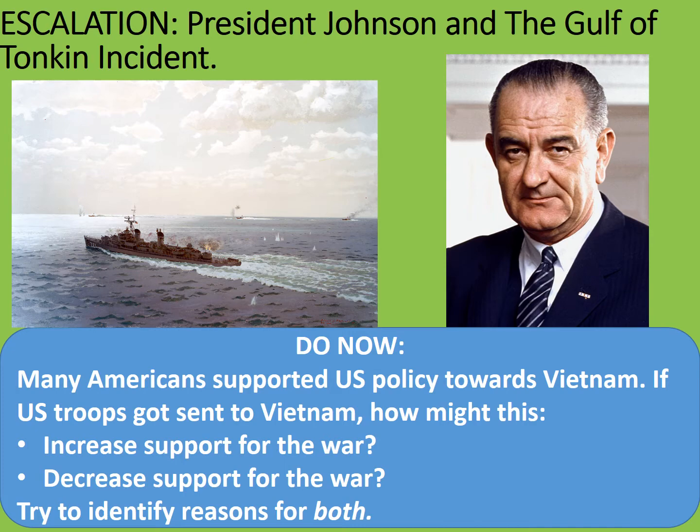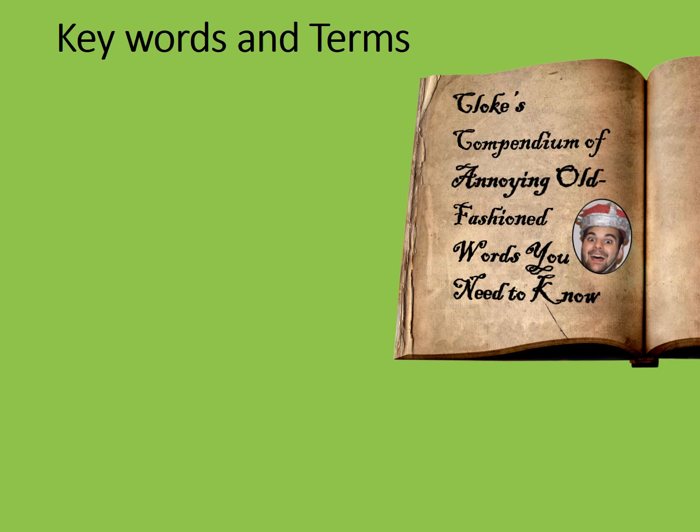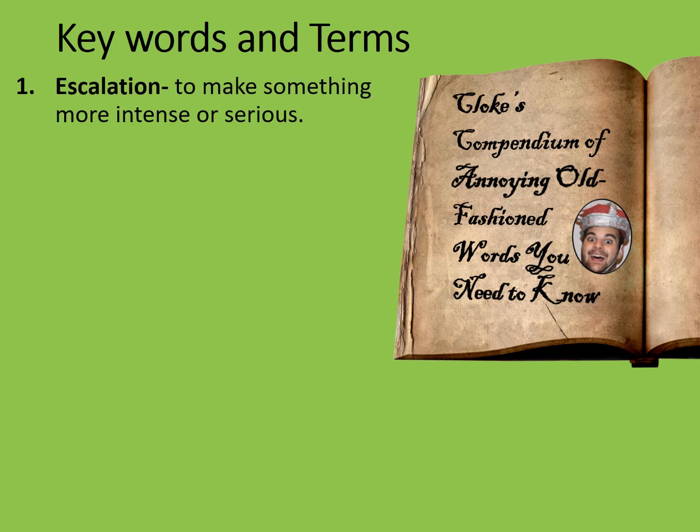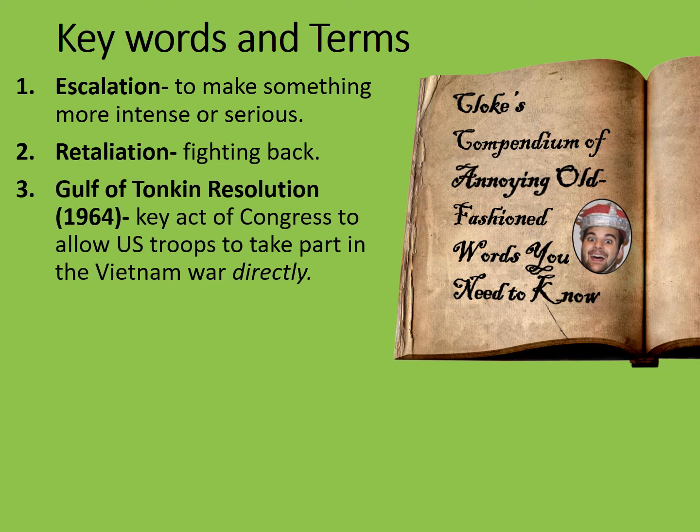Right, on to some key terms now. So today's entries in Cloak's compendium of annoying old-fashioned words you need to know are escalation. This means to make something more intense or more serious. Secondly, retaliation, fighting back. And thirdly, the Gulf of Tonkin Resolution.